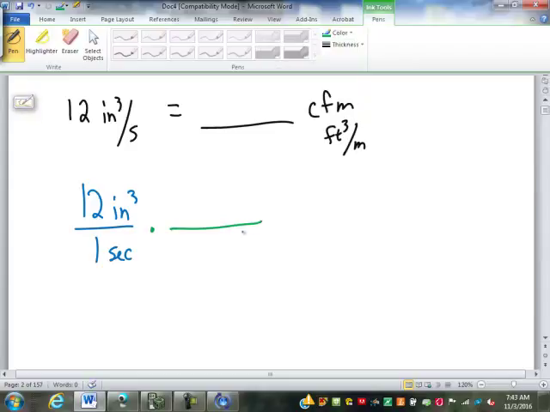Which one do you want to change first? Do the seconds first. Okay, put the seconds on top. Because they're on bottom here, so we're going to put them on top. What's going to go on bottom? Minute, yes. So 1 minute, 60 seconds. Seconds are gone. We're now in cubic inches per minute, but we want to be cubic feet per minute.